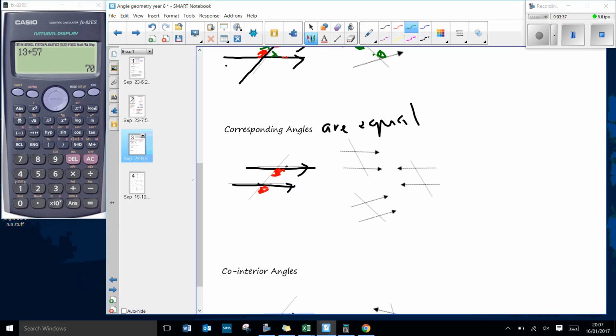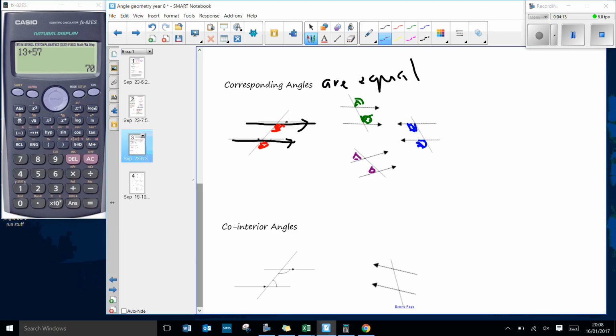Alternatively, they could both be above the parallel lines, but on the same side of the transversal line. They could be on the left side of the transversal line, but again both underneath, or they could be on the left side but both above. So all of those angles would be considered as corresponding, and they are all equal.